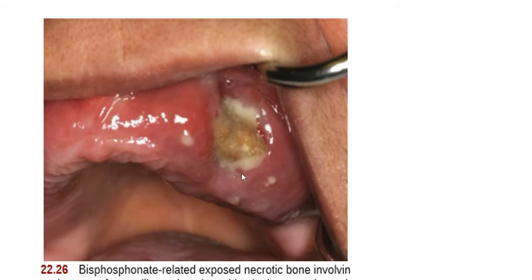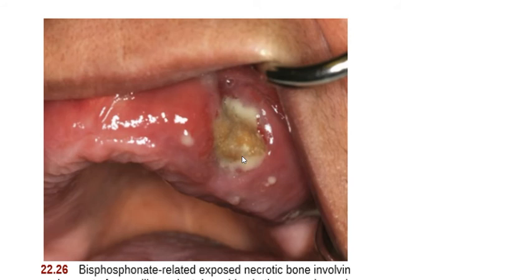So in this case, the lesion is secondarily infected, and the management for this condition is aimed at controlling the symptoms of pain and infection with antibiotic mouth rinses and systemic antibiotic therapy.